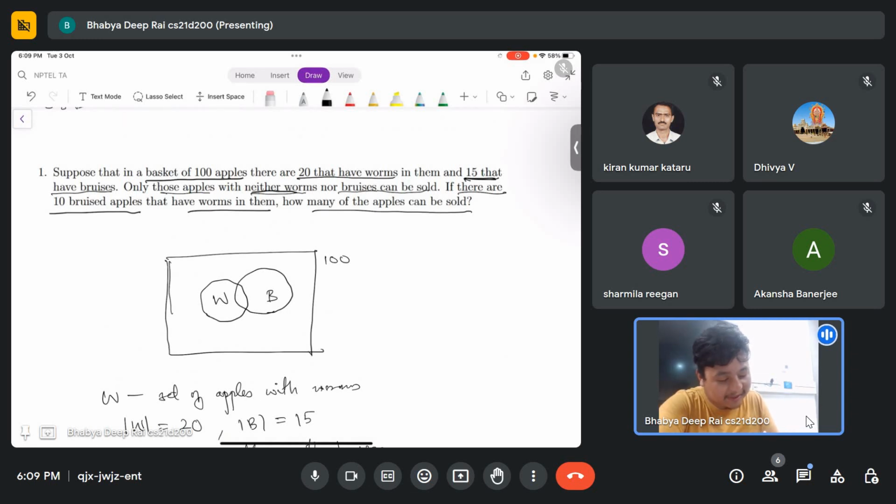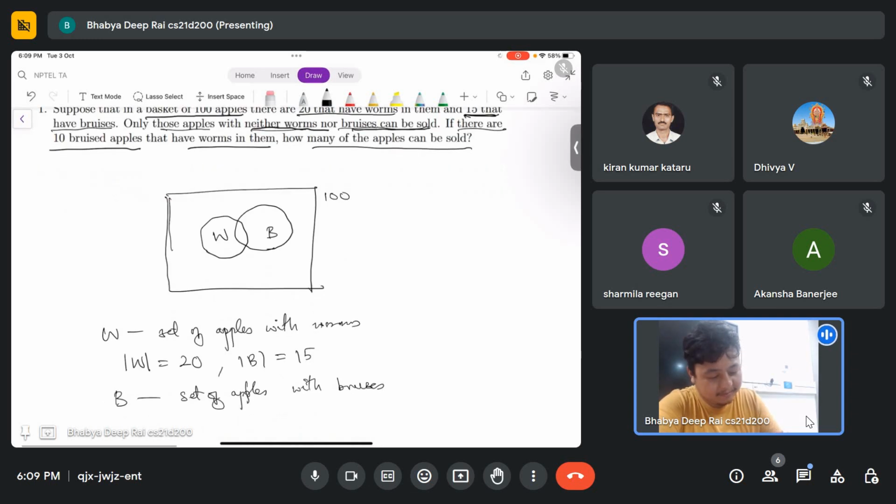Only those apples with neither worms nor bruises can be sold. So in the diagram, can you recognize what is the set of apples that have neither worms nor bruises? Okay, these are the ones with worms, and these are the ones with bruises. Everything outside this particular set is what we want, right? So this is the area with neither worms nor bruises.